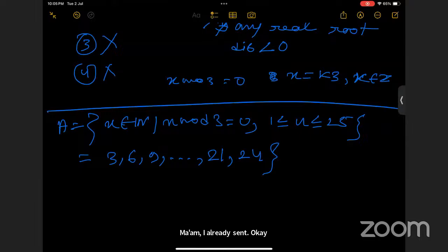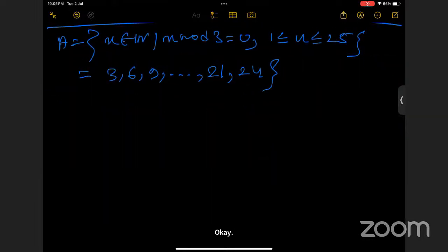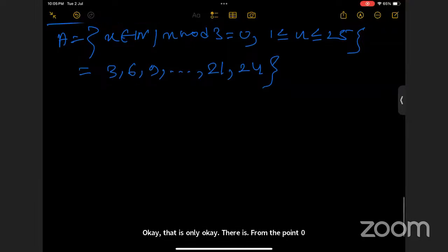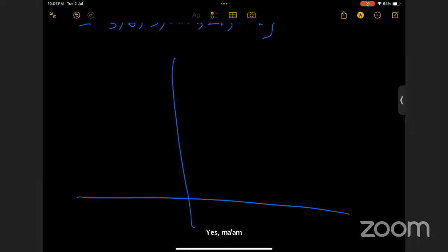Assume the ball is thrown from a building or a point. Okay, there is one ball from the point (0, 4). Yes, ma'am. So we have a graph. This is 4, this is our (0, 4) point. From here we are showing a ball, and this is the path for the ball.